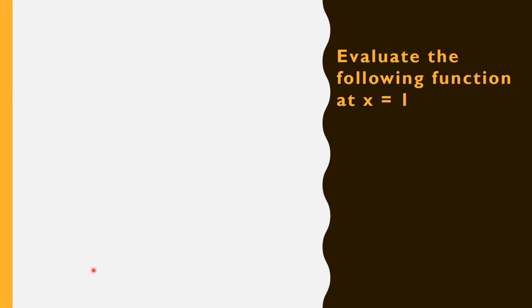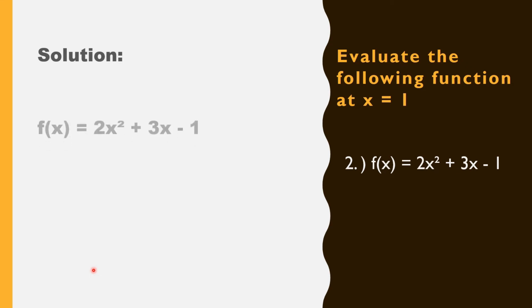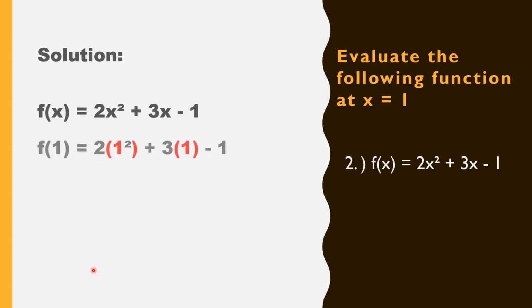Another example we have here, evaluate the following function at x equals 1. So we have the same value of x. Okay, 1 gihapon ang value sa atong x. That means 1 gihapon atong i-substitute sa x. But this time, we have here f of x equals 2x squared plus 3x minus 1. Okay, so to solve this one, we will copy first the function f of x equals 2x squared plus 3x minus 1. Okay, substitute and then simplify.